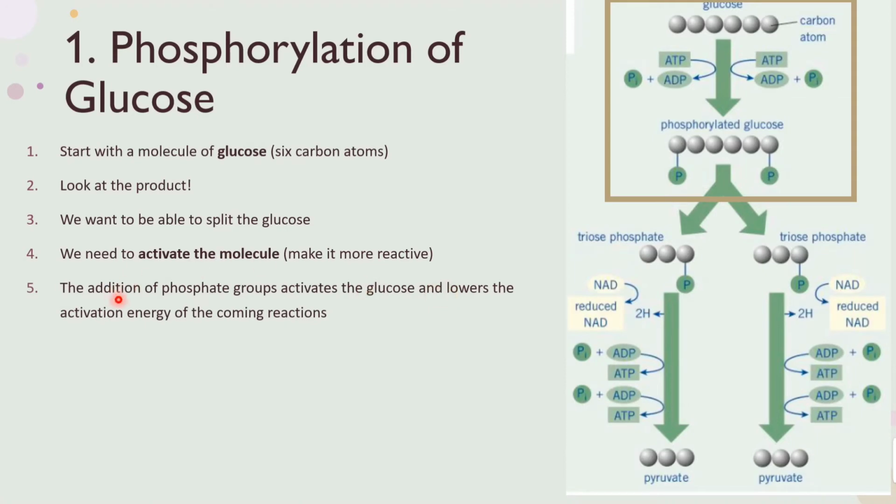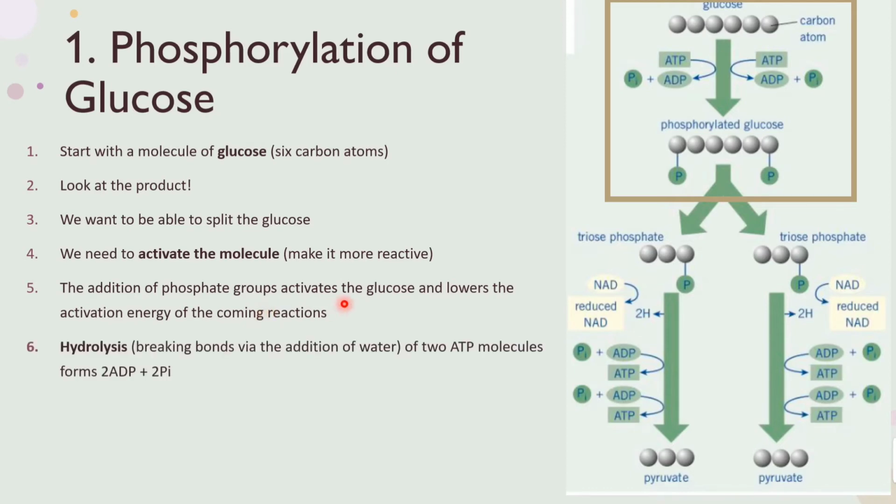So it is the addition of phosphate groups that activates our glucose. So activates means get more reactive. So it's the addition of phosphate groups that activates our glucose and lowers the activation energy of the coming enzyme-controlled reactions.